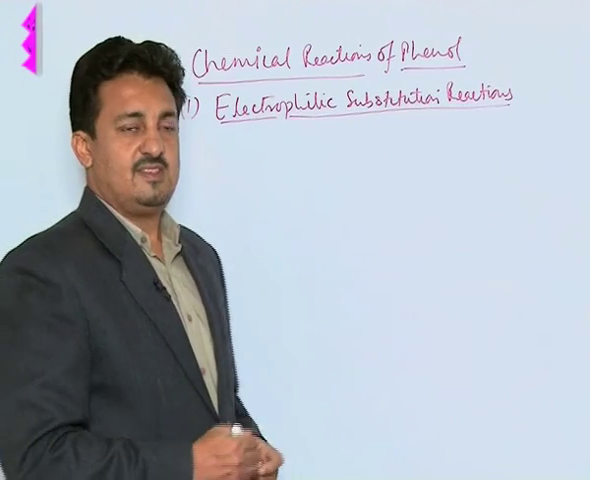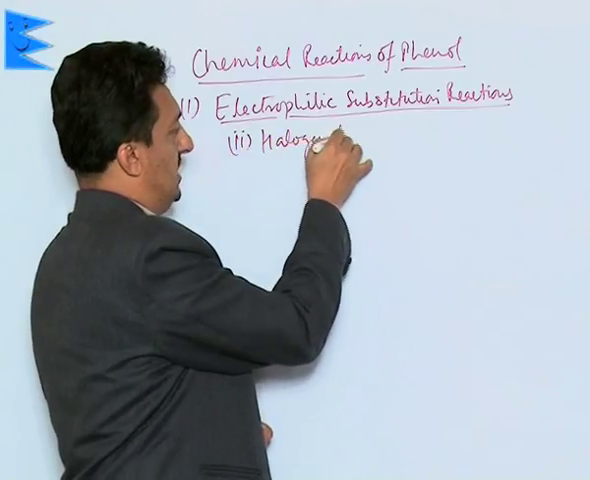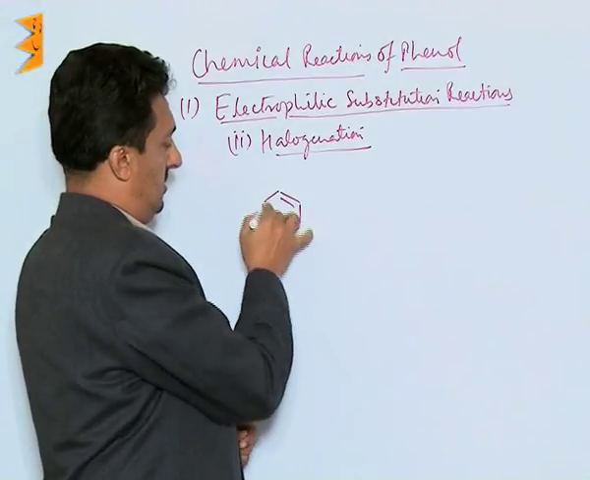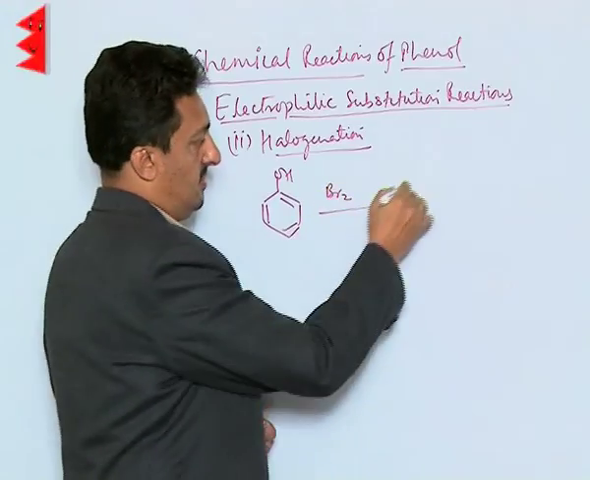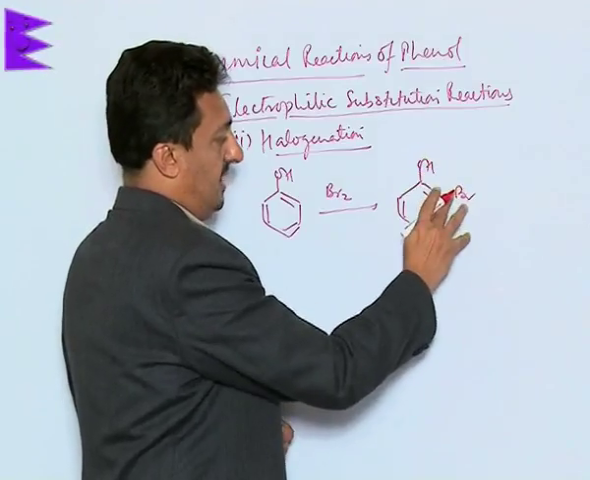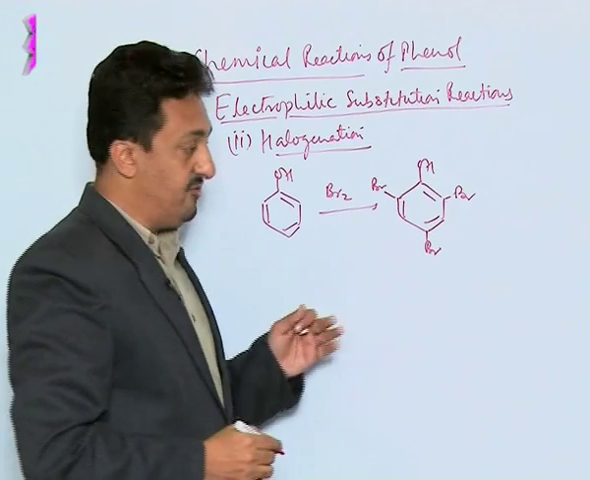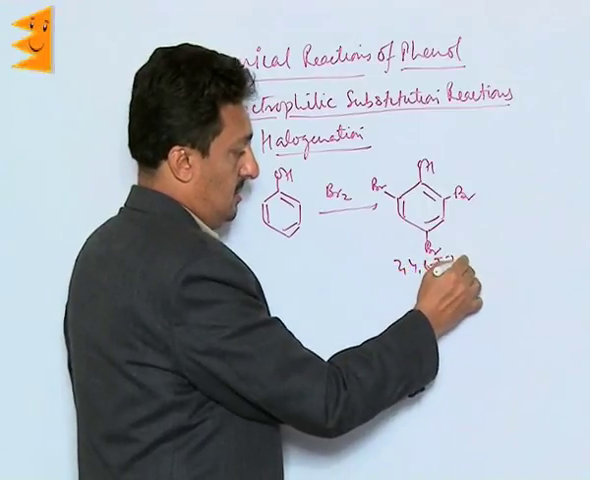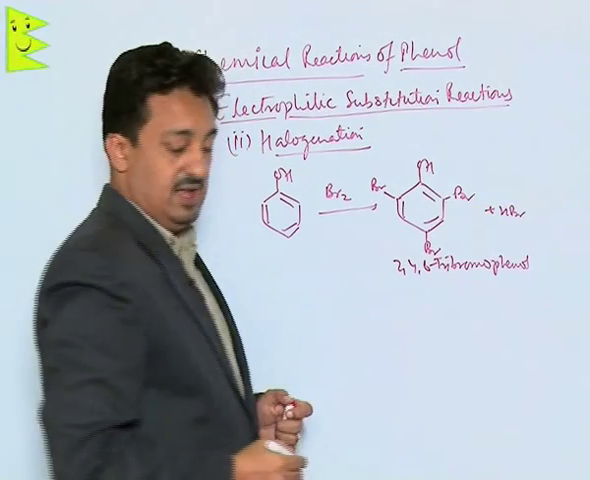Now let us see the second electrophilic substitution, halogenation. See, when phenol is reacted with bromine, like we are reacting it with bromine water, we get a tri-substituted product which is called 2,4,6-tribromophenol, along with a small amount of HBr.